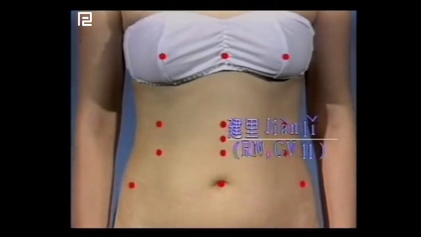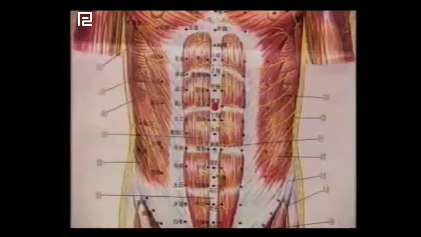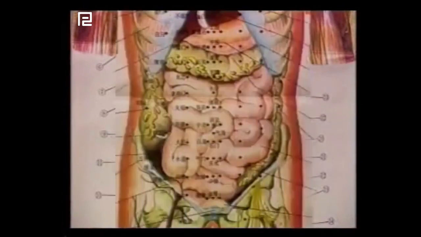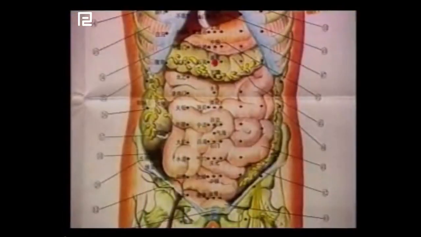Jianli. Location: on the upper abdomen and on the anterior midline, 3 cun above the center of the umbilicus. Indications: abdominal pain and distension, epigastric pain, vomiting, anorexia. Methods: puncture 0.5 cun to 1 cun, moxibustion 5 to 10 cones or 10 to 20 minutes.